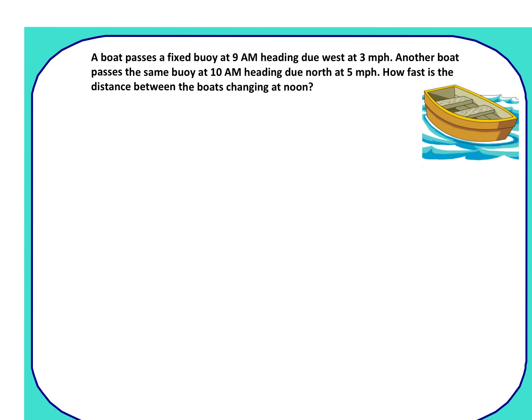All right. A boat passes a fixed buoy at 9 a.m. heading due west at 3 miles per hour. Another boat passes the same buoy at 10 a.m. heading due north at 5 miles per hour. How fast is the distance between the boats changing at noon?